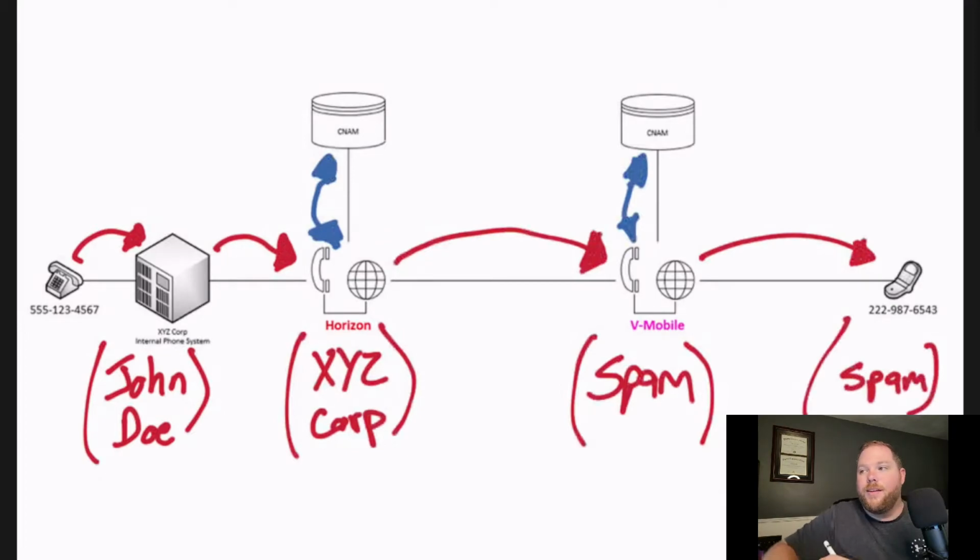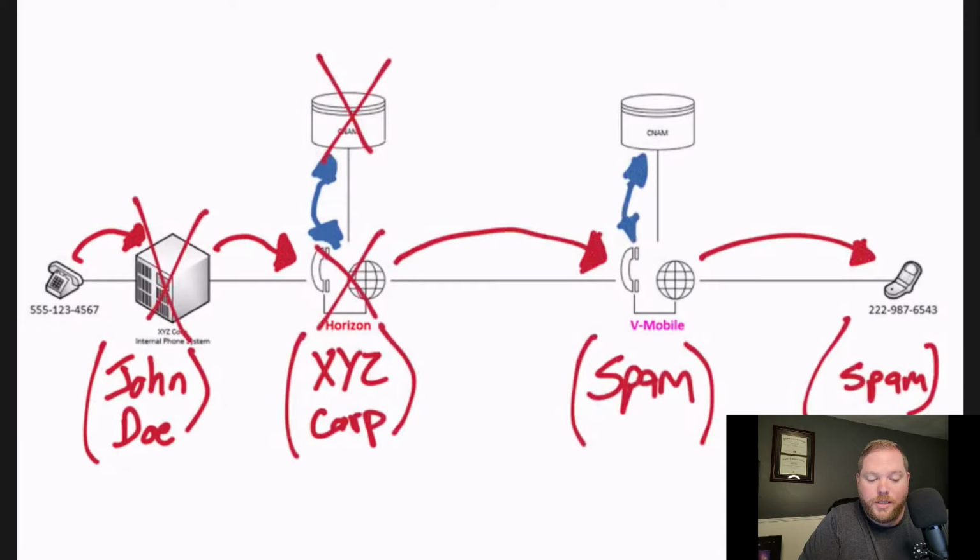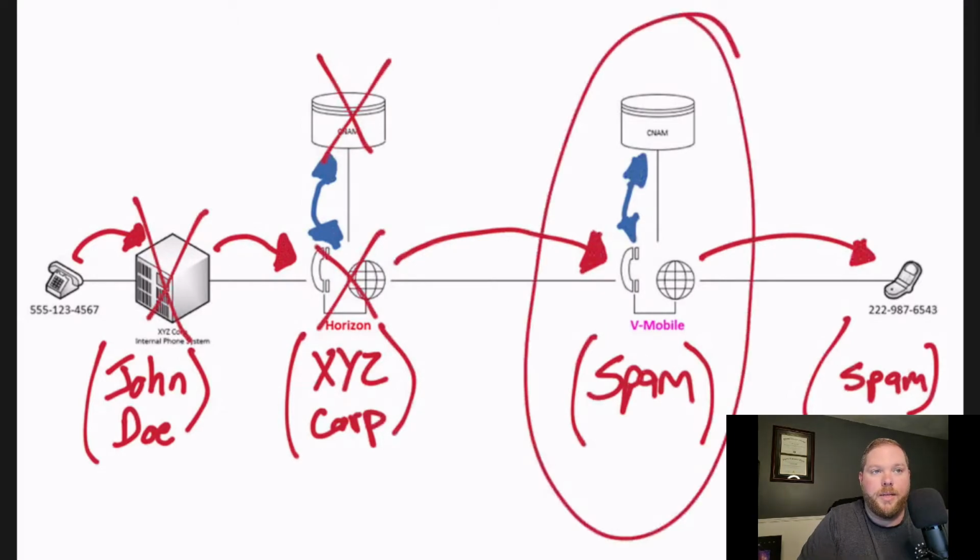Spam. They're getting spam as the caller name. Now this isn't anything to do with your phone system, because your phone system sent John Doe. This doesn't have anything to do with your carrier and their CNAM database, because they sent XYZ Corp. This has to do with the receiving carrier and their database, because the receiving end dictates what that caller name is.